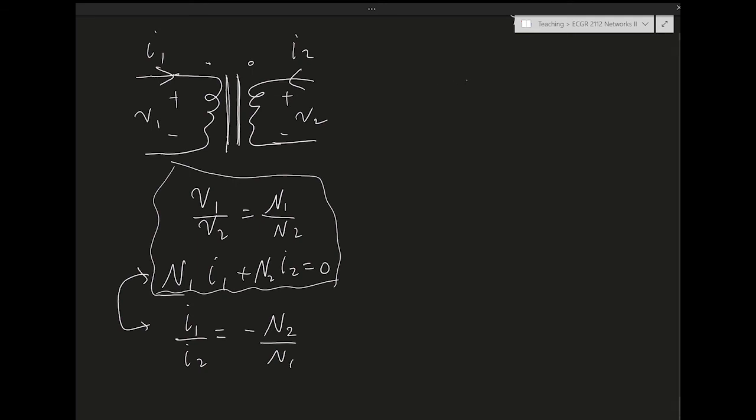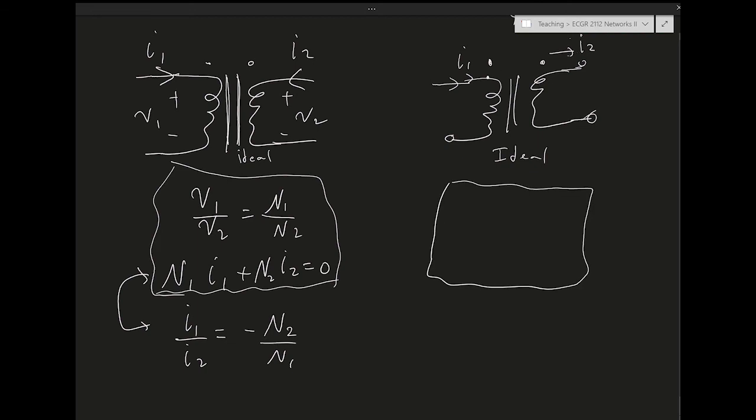A more popular convention with ideal transformers is this convention where I1 is going into the dot. I have my core, and then I2 is going out of the dot. Right? So remember here, the convention is important. Using the sign convention where the currents are going into the dots, this is the relationship. Using this sign convention, all that is changed here is I2 is flipped. So I2 becomes negative I2, right?